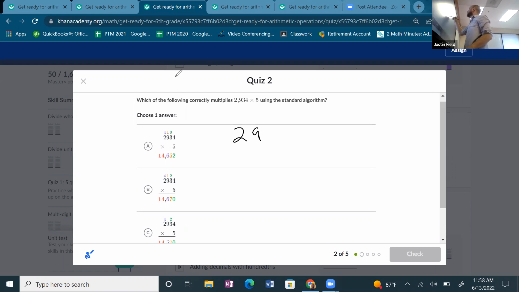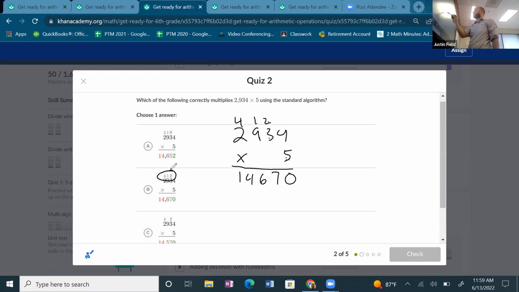2,934 and 5. We're going to do 5 times 4 is 20. Put the 2 up there. 5 times 3 is 15, plus 2 is 17. Put the 1 up there. 5 times 9 is 45, plus 1 is 46. 5 times 2 is 10, plus 4 is 14. So I should see a 4, 1, 2.